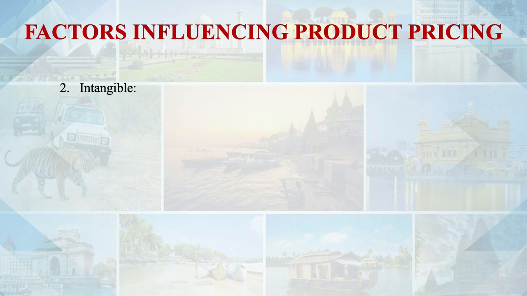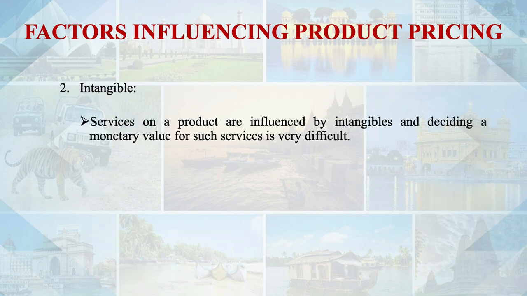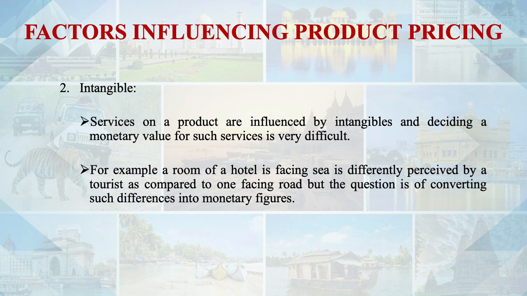The second is intangibility. Services on a product are influenced by intangibles, and deciding a monetary value for such services is very difficult. For example, a hotel room facing the sea is perceived differently by the tourist or visitor as compared to one facing the road. But the question is of converting such differences into monetary figures in terms of preferred locations or preferred sites.